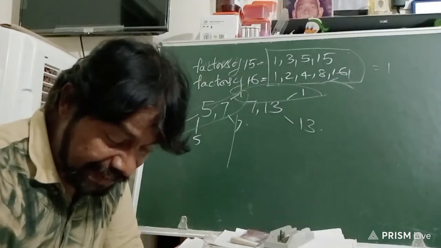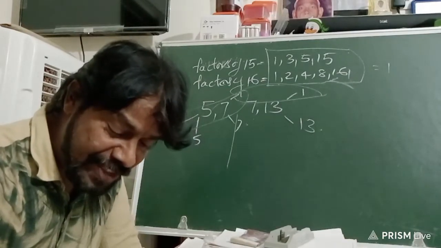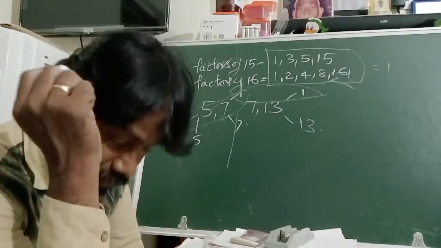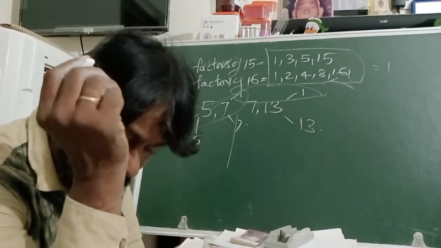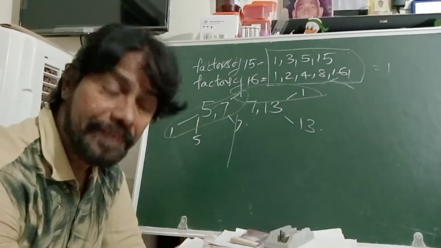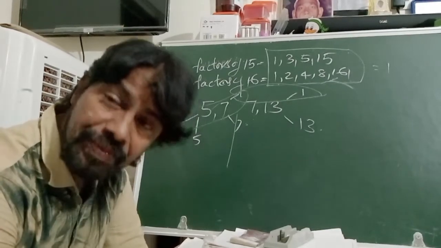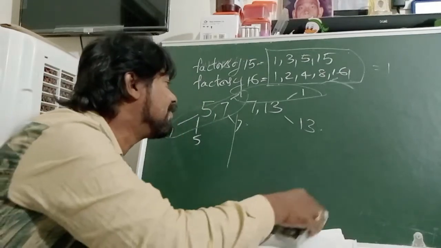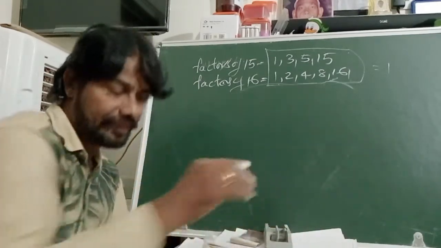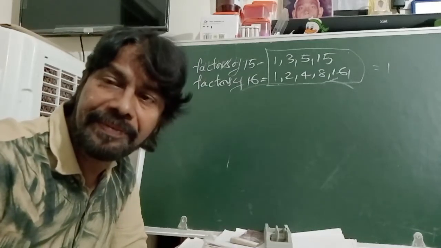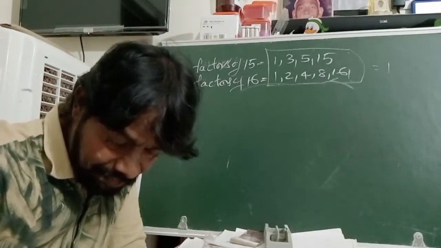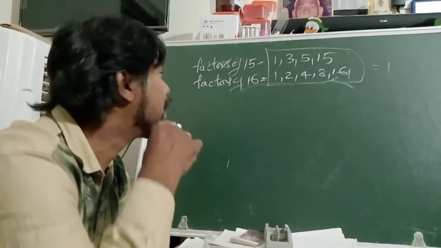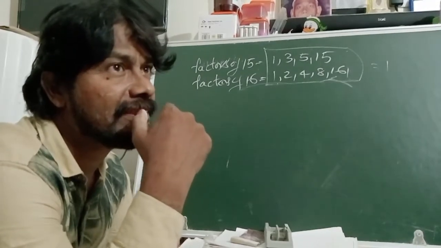And the third one: the squares of two co-prime numbers are always co-primes to each other. The squares of two co-primes are always co-primes.